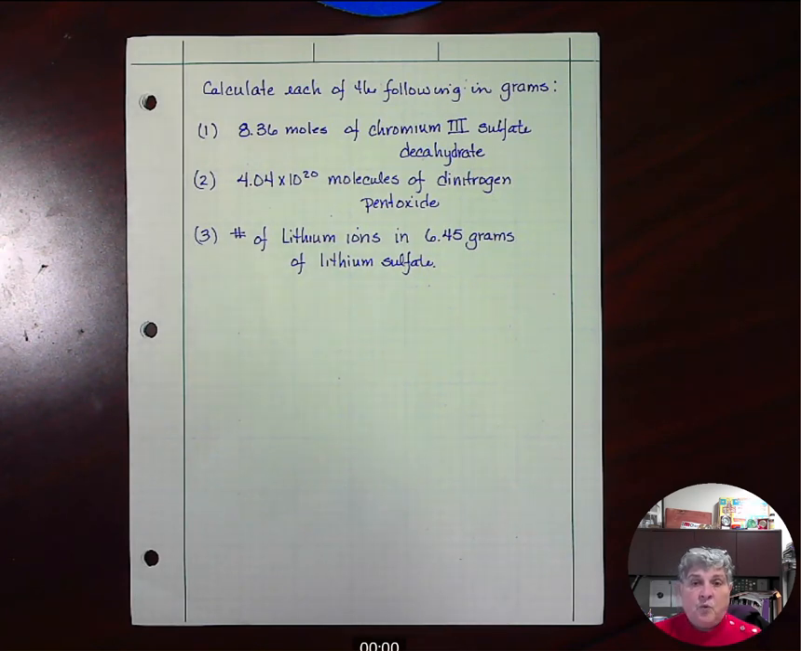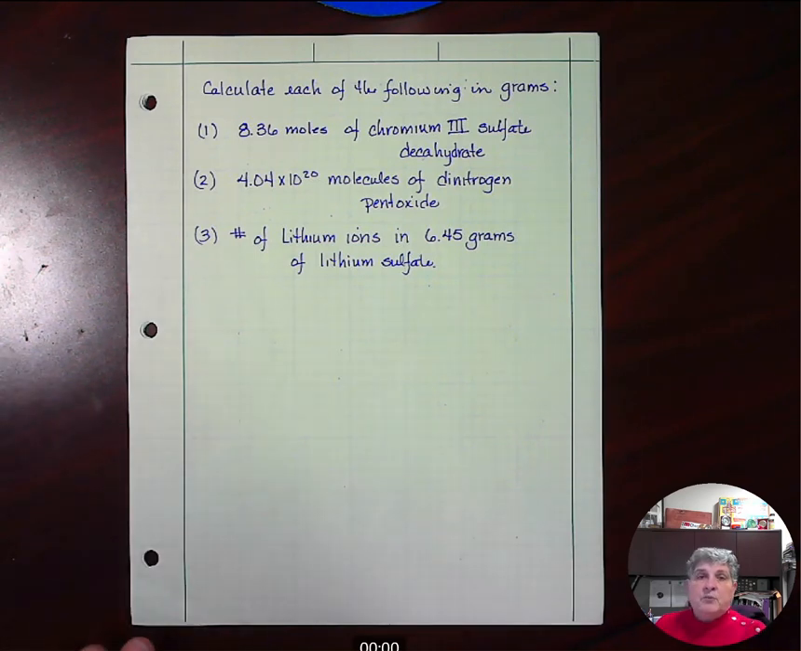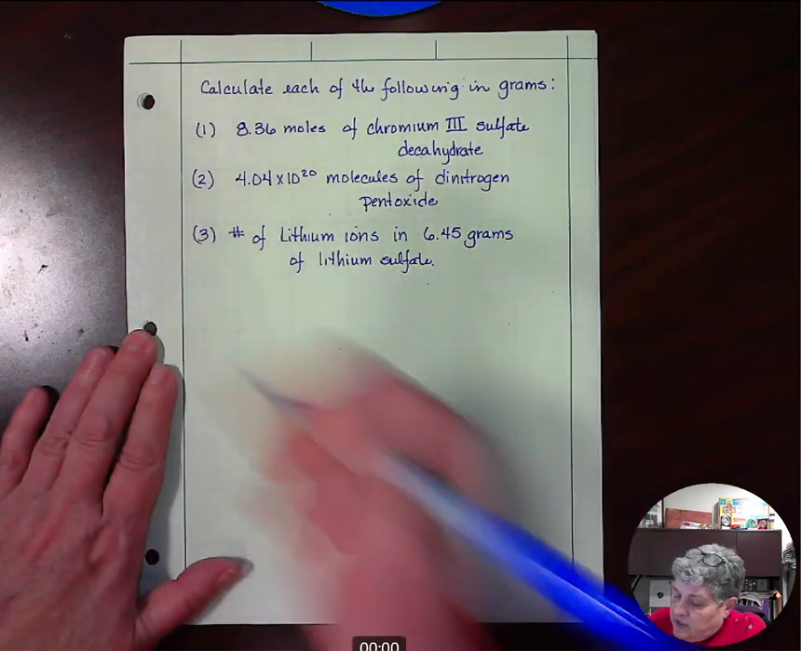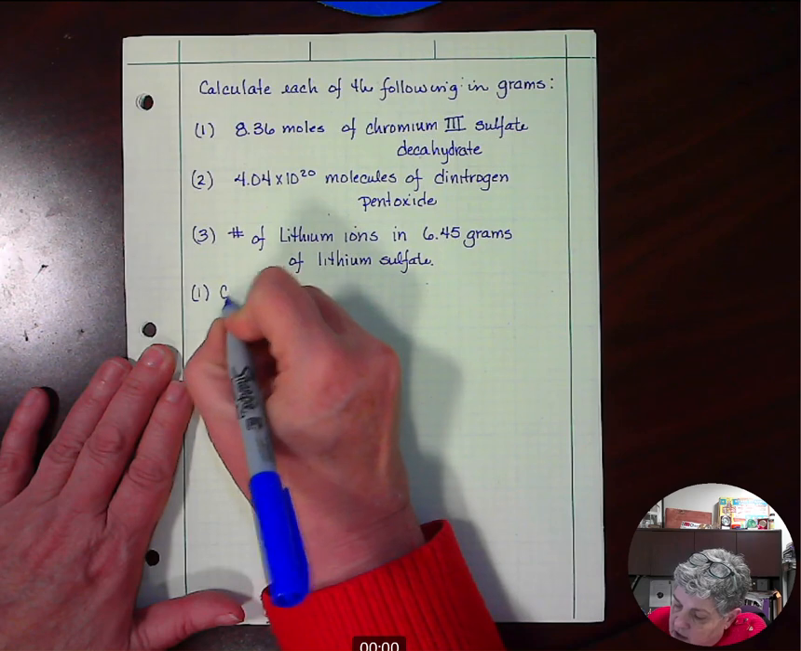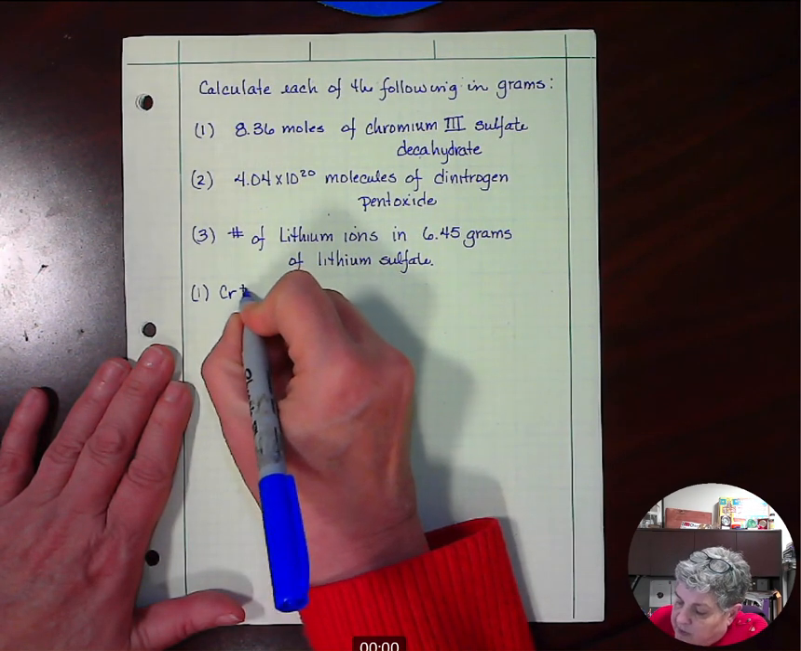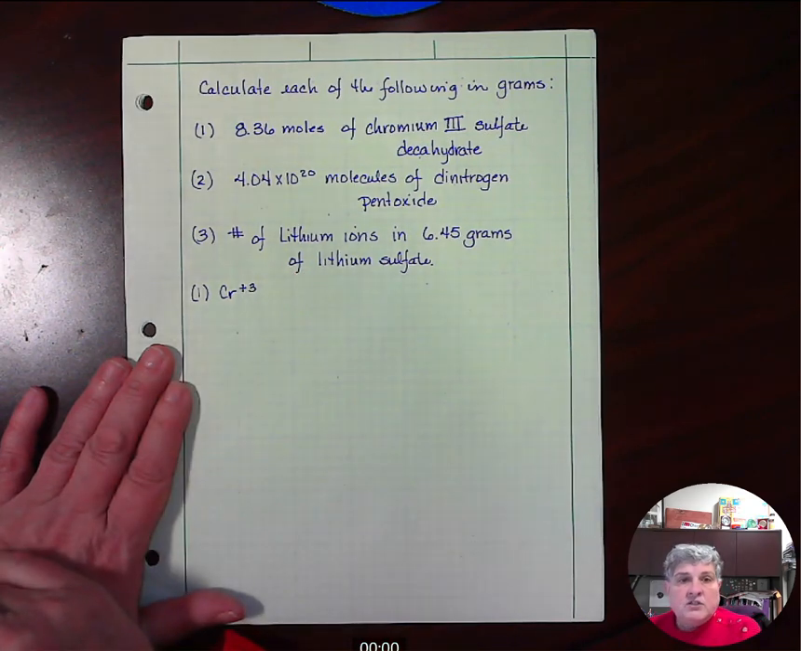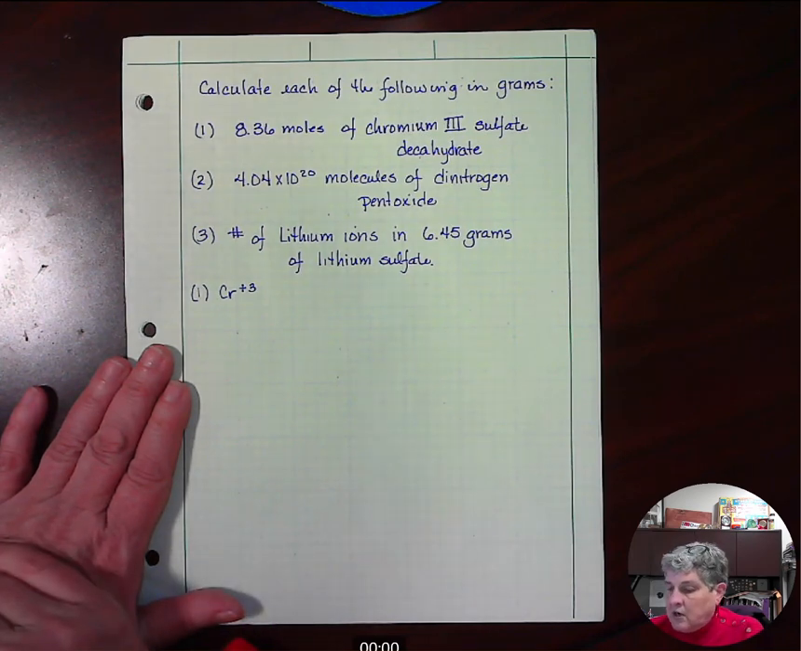interpret the written formula. So let's start with number 1, and it says we've got chromium 3 sulfate decahydrate. Now this is a fun one. So we know we're going to have chromium, which is Cr, and it tells me that I've got a +3 charge associated with it. Remember, when we make a molecule, we want to have that even neutral charge. So we're going to have to look at our sulfate.